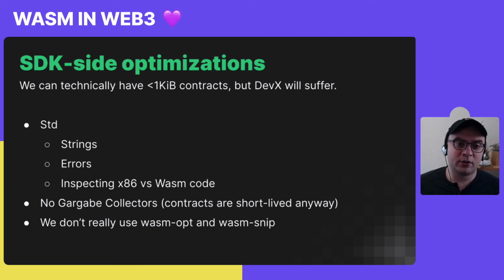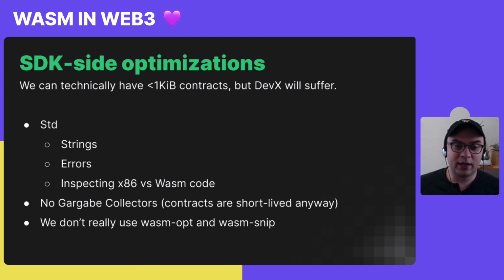So the main contributors to the size of these contracts turn out to be, obviously, strings and errors. You also have to be very careful with STD because it has different code for x86 and Wasm. So sometimes you want to dive into the STD implementation and make sure that when you compile to WebAssembly, you're compiling exactly what you want to compile, because it can be completely different code.